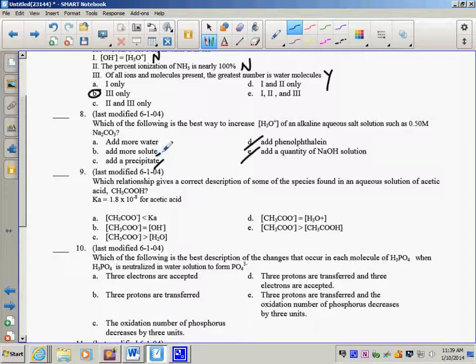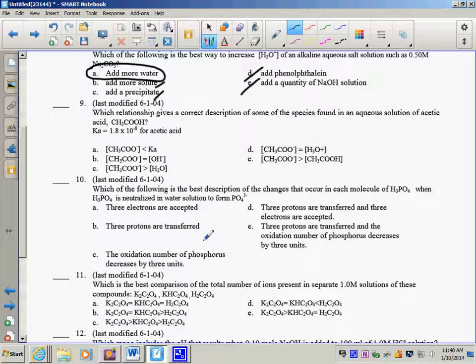Adding more of it would simply cause it to be more basic. Now adding more water is actually the answer. In this case you would be diluting the base, and as you dilute the base your hydroxides would drop, and therefore consequently your H pluses would go up. Unique question. Maybe not the best one. It's an odd question. Which is the best description of some species found in a solution of acetic acid?